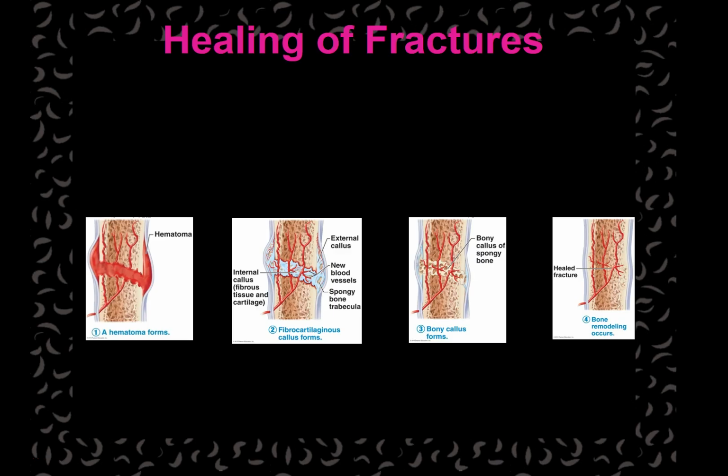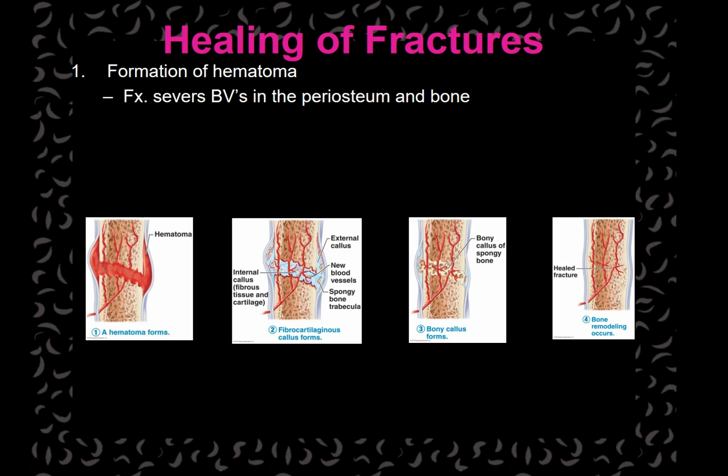Healing of fractures. Okay, when a bone breaks, we form a hematoma. Blood leaks into the area. That's what a hematoma is. So, formation of a hematoma. The fracture severs blood vessels in the periosteum and in the bone, and blood leaks in there and starts to clot.